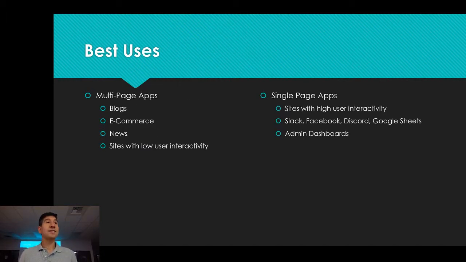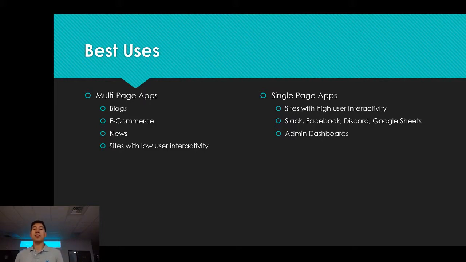So the last thing I want to talk about is what some of the best uses are. For multi-page apps, we're talking about blogs, e-commerce sites, news sites, and in general any sites with low user interactivity. A multi-page app is a good way to build these types of applications.